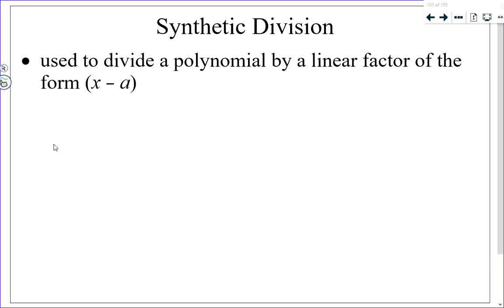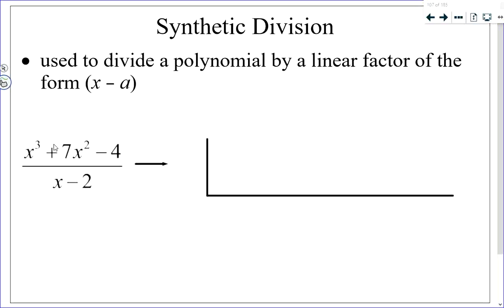Synthetic division is a useful thing to know how to do for the exam. It's used to divide a polynomial by any linear factor of the form x minus a. So for example, if I want to divide x cubed plus 7x squared minus 4 by x minus 2, then I set up a synthetic division template. And it's always going to look like this.